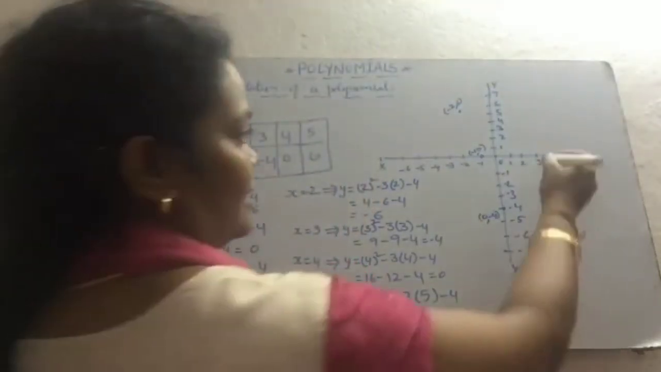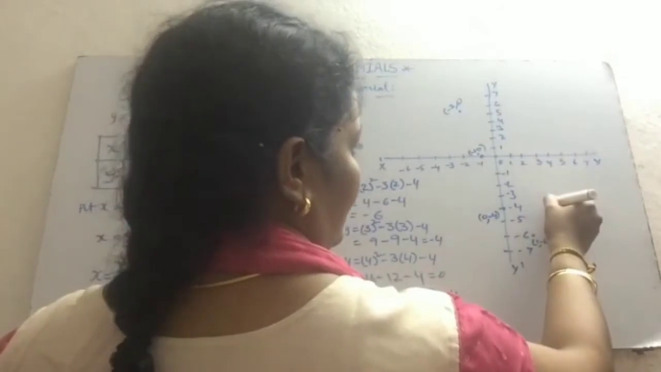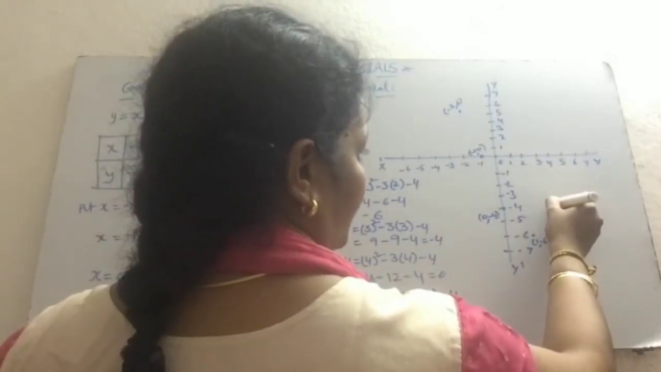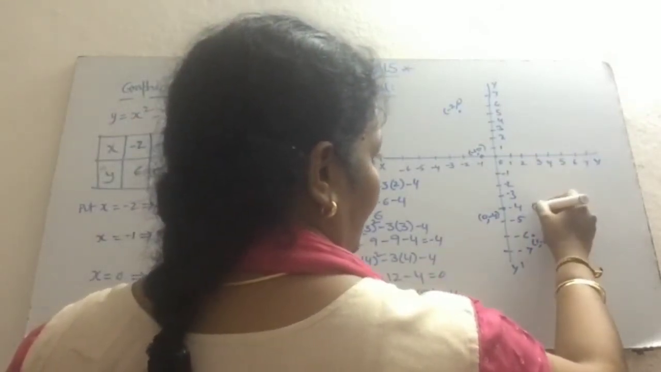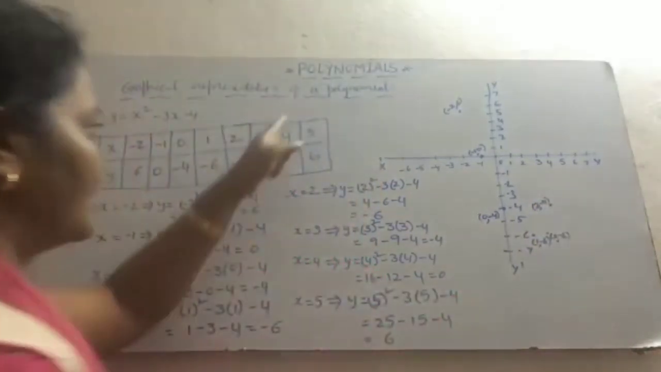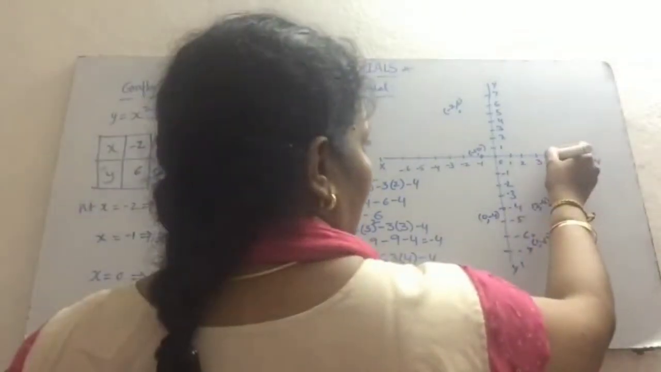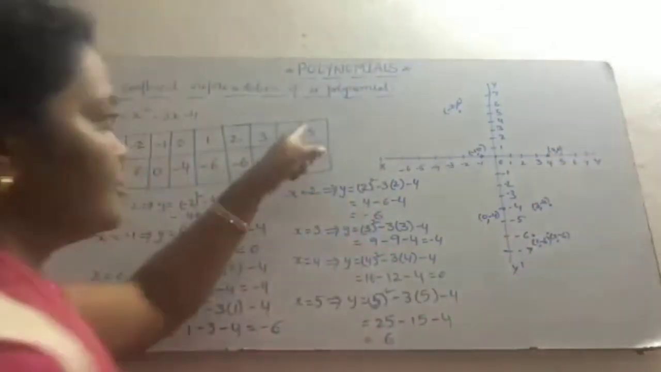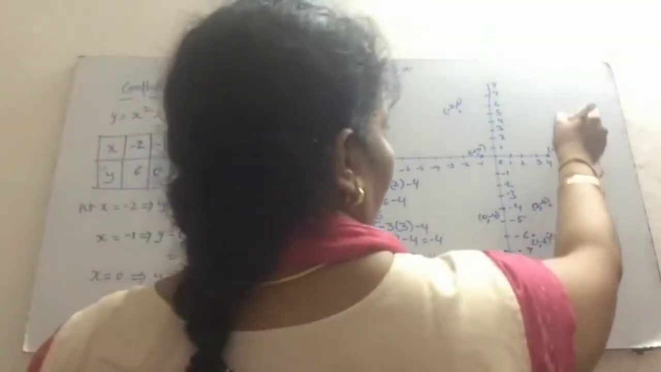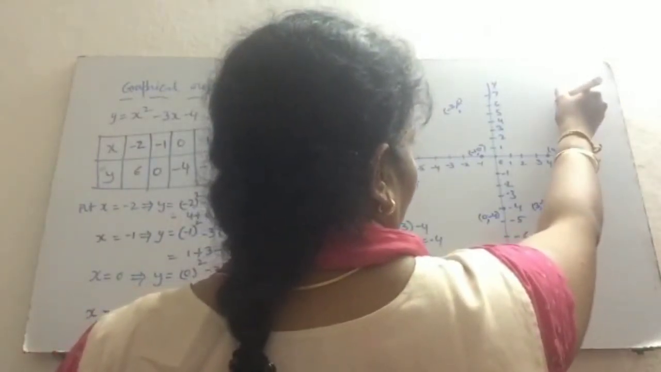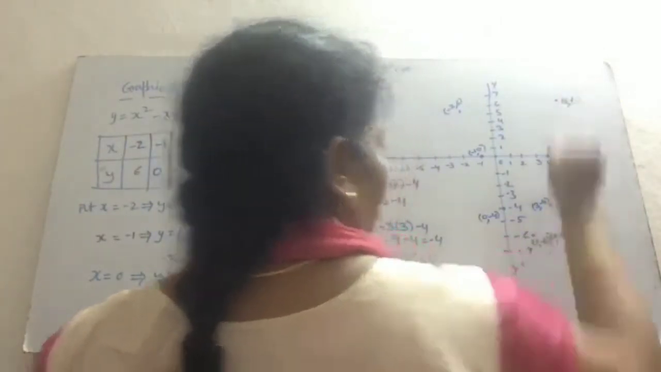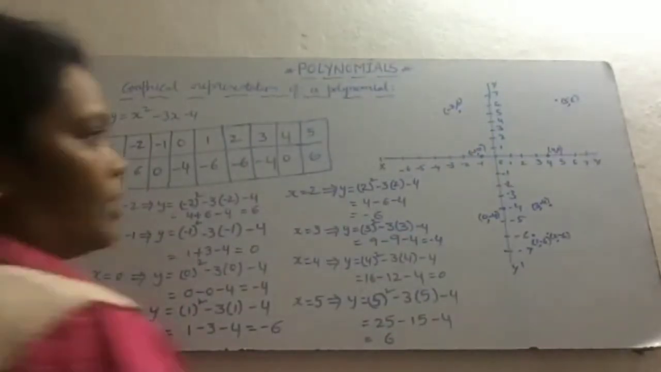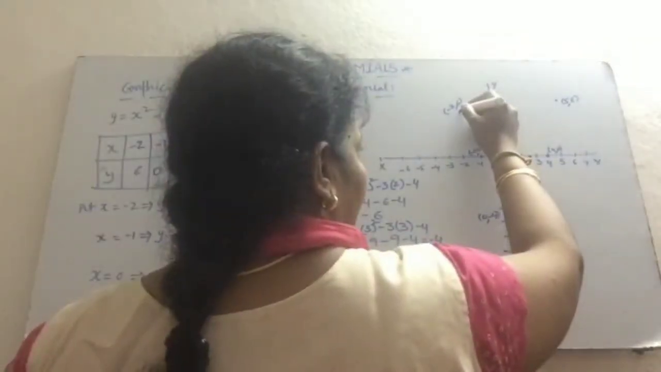2 comma minus 6. And next 3 comma minus 4. 3 comma here minus 4. 3 comma minus 4. And next 4 comma 0. So this also 4 comma 0. And next 5 comma 6. 5 here and 6 here. 5 comma 6. Now we will join all these lines.